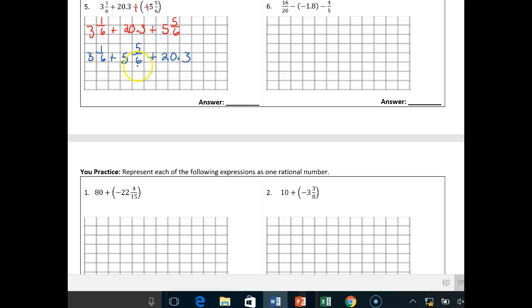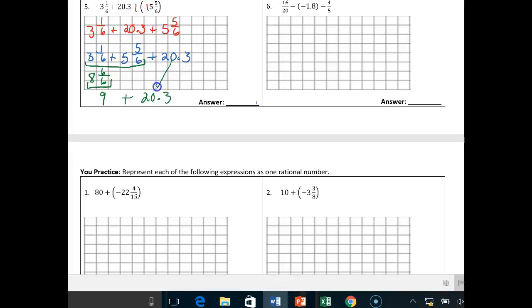Let's add this up right here. Same signs, add, keep, so don't really have to do much here. 3 plus 5 is 8. So we're adding that part first. 3 plus 5 is 8. 1 plus 5 is 6. We get 8 and 6/6, which is interesting because this alone is really 8 plus another whole, which gives me 9. So I get 9 plus 20.3.